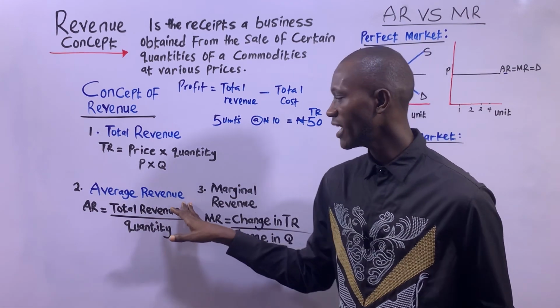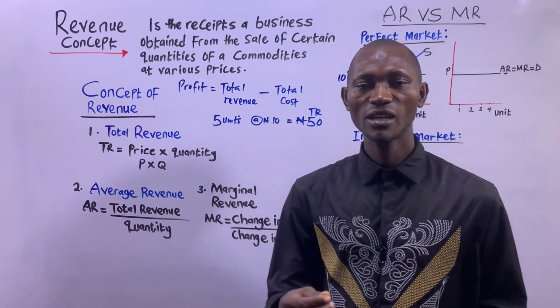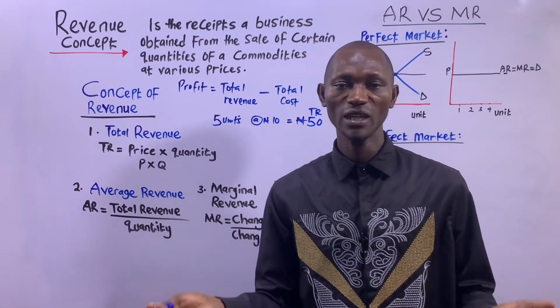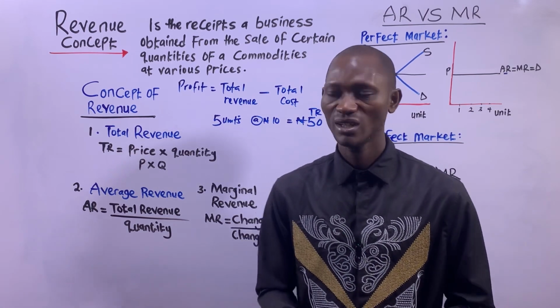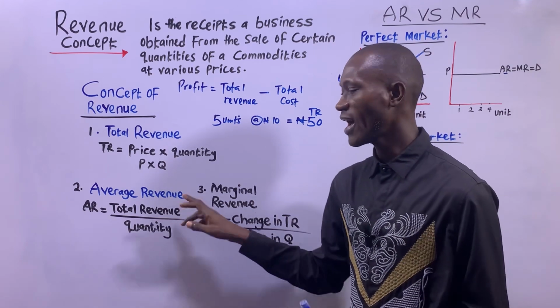Good. Then average revenue now. So when as a seller, I sell just a unit of this marker or of any product that I merchandise, then the amount I realize from that is called average revenue.